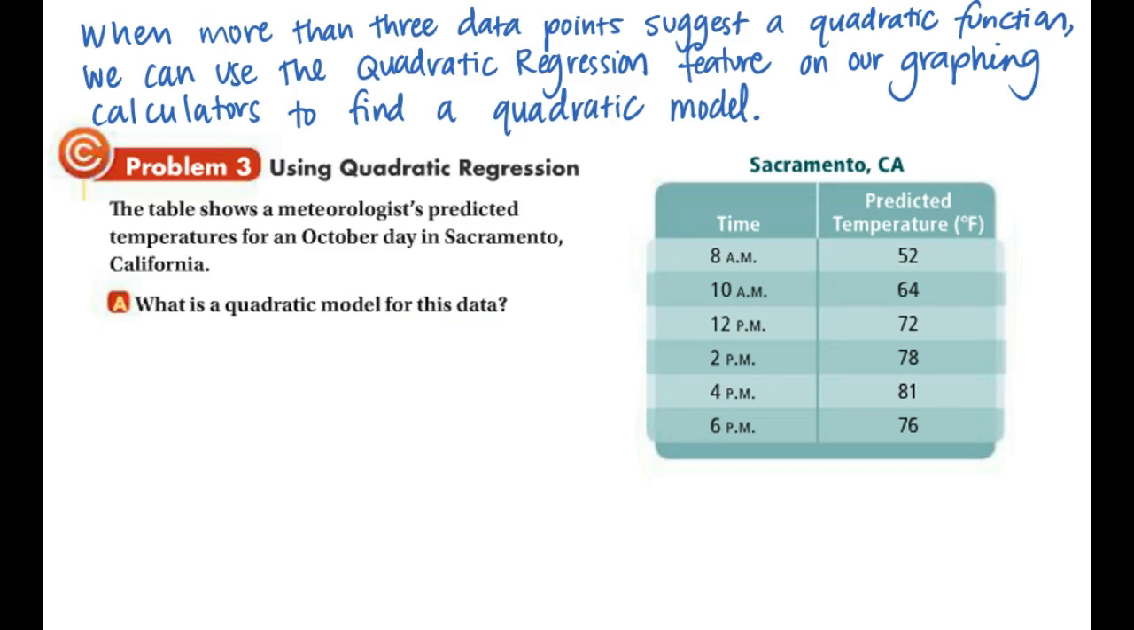In this example, we're going to learn how to use the quadratic regression feature on our graphing calculators to find a quadratic model for our data. And this is best used when we have more than 3 data points that suggest a quadratic function. So you can see in the table that we're given, the predicted temperature values are increasing and then they're decreasing. So that suggests that it's not a linear function, but rather it may be a quadratic function.